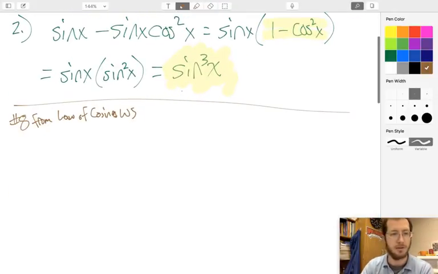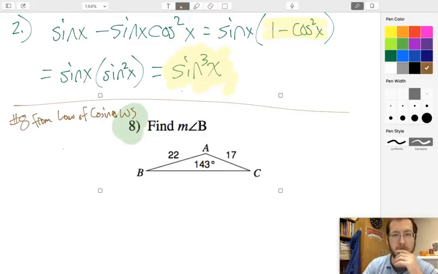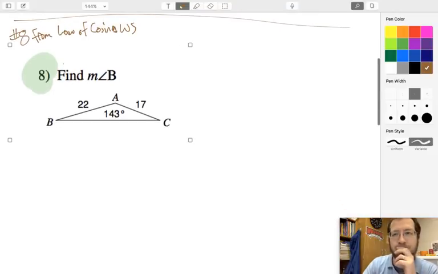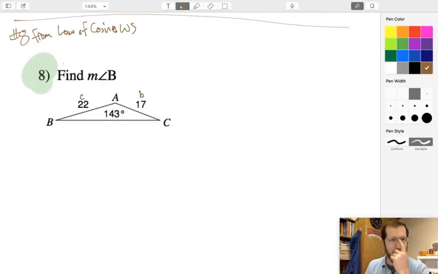All right, number 8. Okay, we're asked to find the measure of angle B in triangle ABC. So let's see, we've got angle A, we have sides little b and little c. So we have side, angle, side. So that's definitely going to be law of cosines.